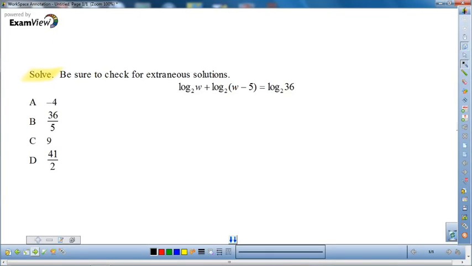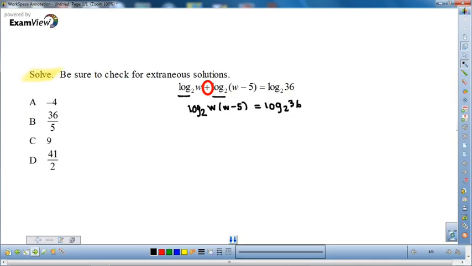So we're going to solve. Notice that we have log equations. The first thing I'm going to do is deal with this addition. They're both log base 2. So the rules or properties of logs mean that when I have addition, it's the same thing as multiplication. So this becomes log base 2 of w times w minus 5, and log base 2 of 36.